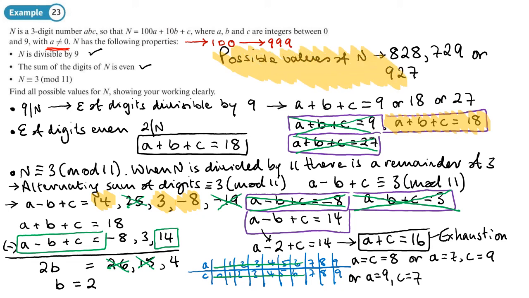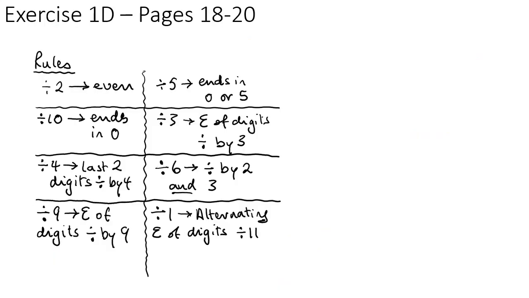And if you were doing an assessment, what you might do is actually just spend a bit of time checking that these numbers here are actually divisible by 9. The sum of the digits is even, and if you divide them by 11, you get a remainder of 3. Right, so you should now be able to do exercise 1D on pages 18 to 20.